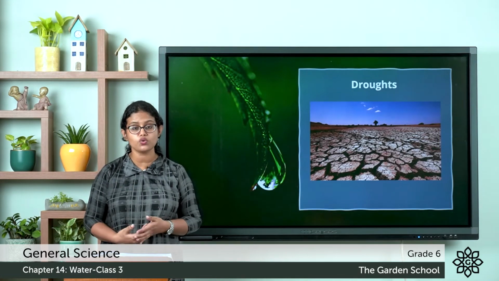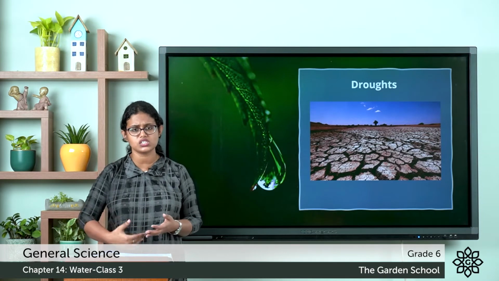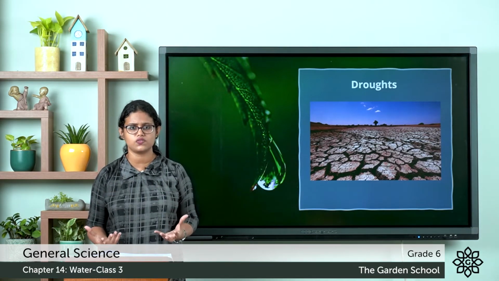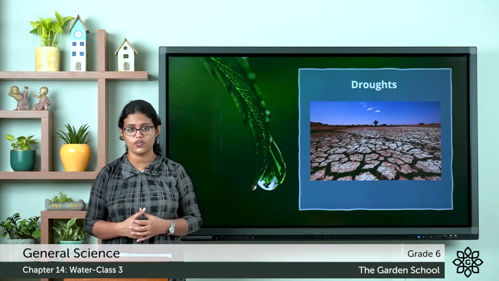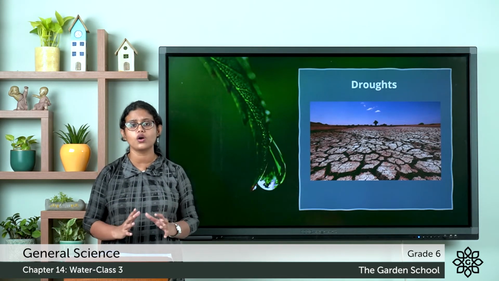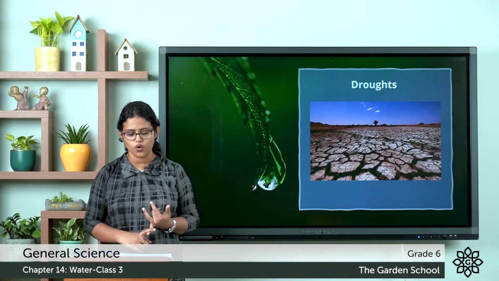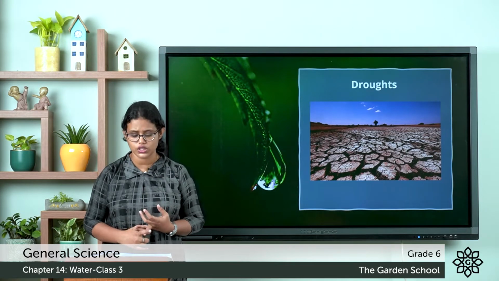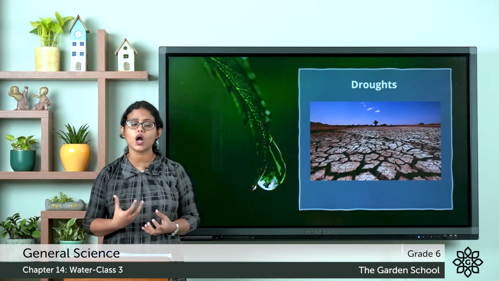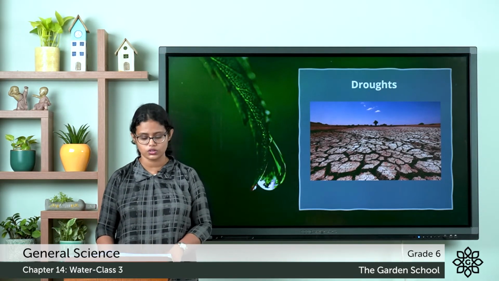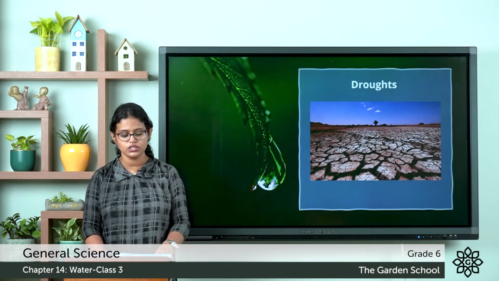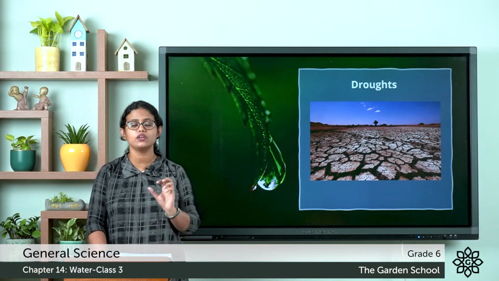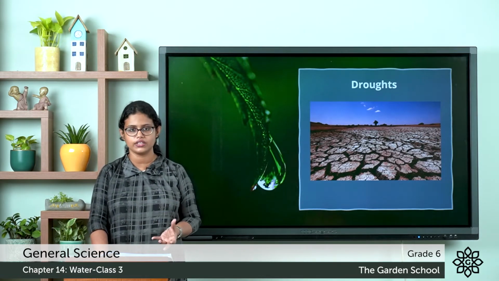So when there is no rainfall or if the region receives less rainfall, what happens? All the day-to-day activities get badly affected because we all depend on water. There will be a shortage of water and even the crops fail due to lack of water. Even the vegetation and animals living in the region will also be affected. So it can greatly affect all living things.